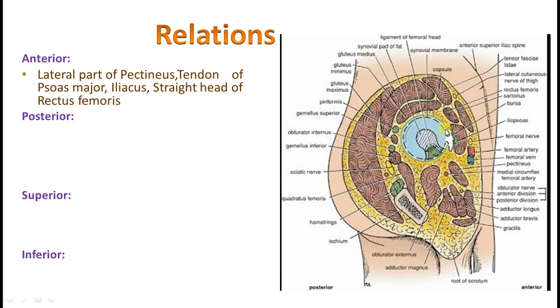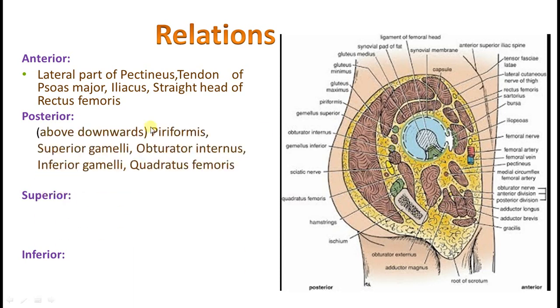For the posterior relation, the main muscle you see here is the piriformis muscle, the tendon of piriformis, and the structures emerging below the piriformis. So the superior and inferior gemelli, the tendon of obturator internus, the sciatic nerve, all those things, and quadratus femoris, all form the posterior relation.